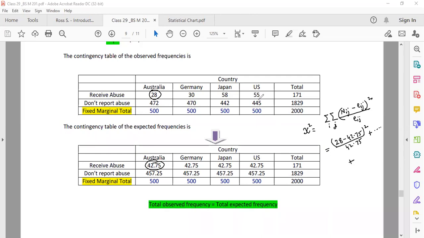And I am going to write the last one, this one, 445 minus 457.25 whole square divided by 457.25. And once you calculate all these 8 values, then you get some value for your chi-square statistic. So we need to do this big calculation manually.